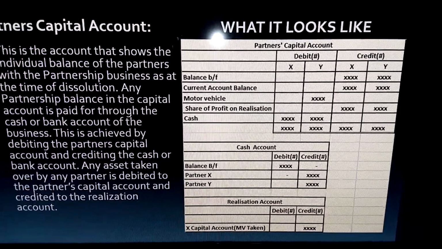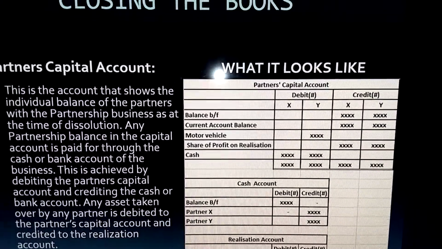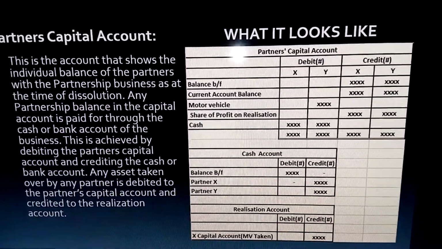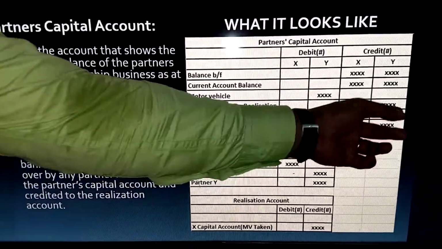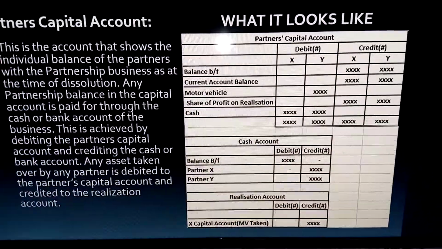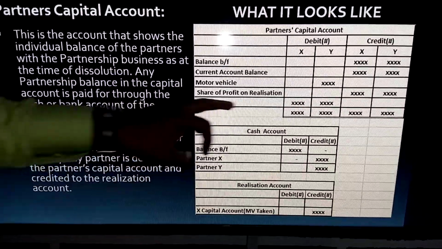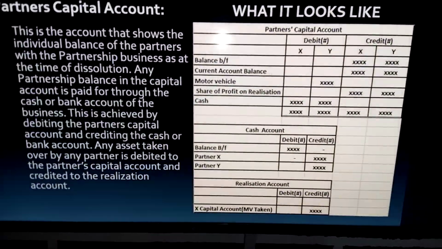Okay, but the share of profit here is that of the profit on realization. That is when you realize the assets of the business, then there's a profit that was shared. It will be credited to the partner's capital account. But at the end, basically, whatever balance that is remaining on the partner's capital account is settled in cash to close the book.